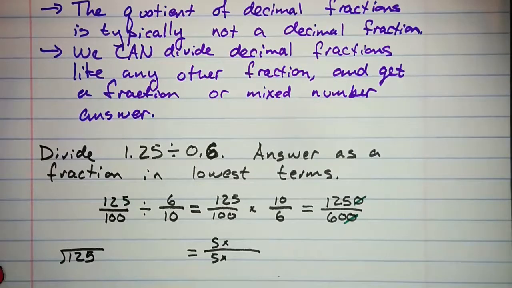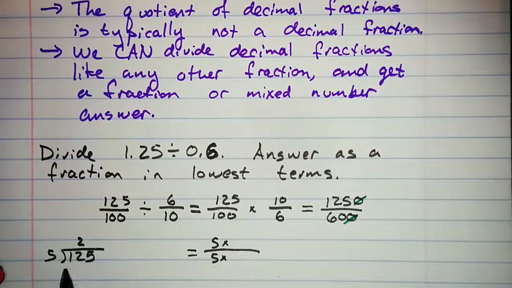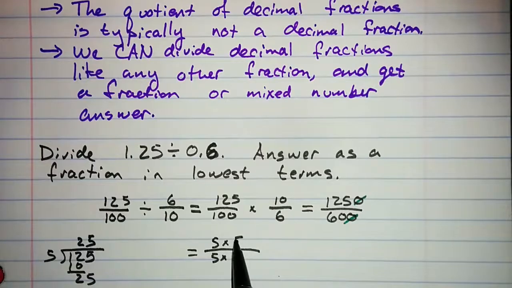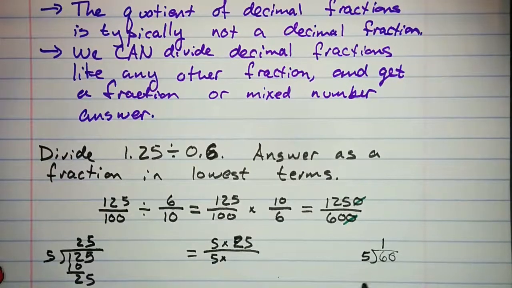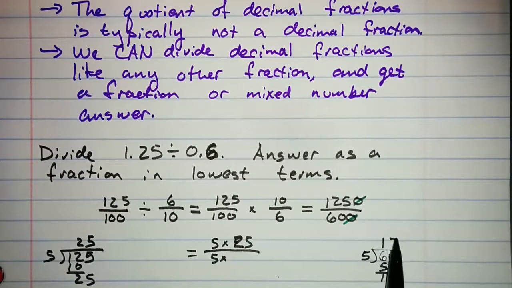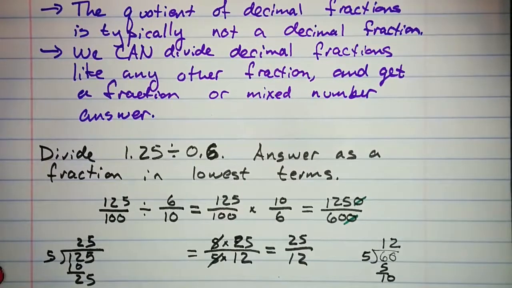125 will be 5 times, 5 goes into 12 twice, 5 goes into 25 5 times with nothing left over. So 5 times 25 is 125. 5 times what is 60? 5 goes into 6 once. 5 goes into 10 twice with nothing left over. So 5 times 12 is 60. So we're left with 25 twelfths. 25 and 12 have no common factors, so that's in lowest terms.